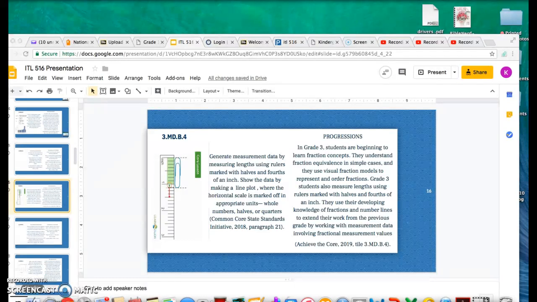The ability to measure with a ruler is one component of this standard. Students should understand that a ruler measures the difference between 2 points.